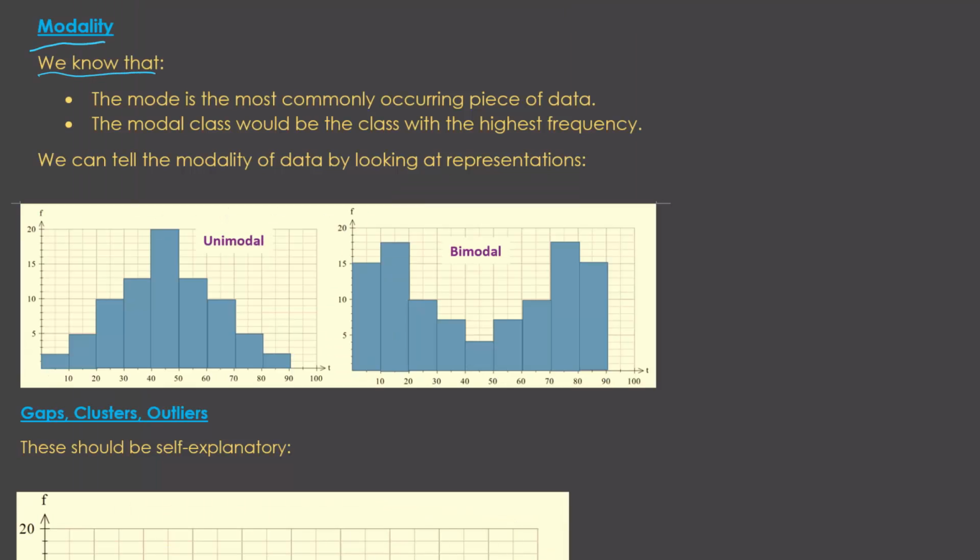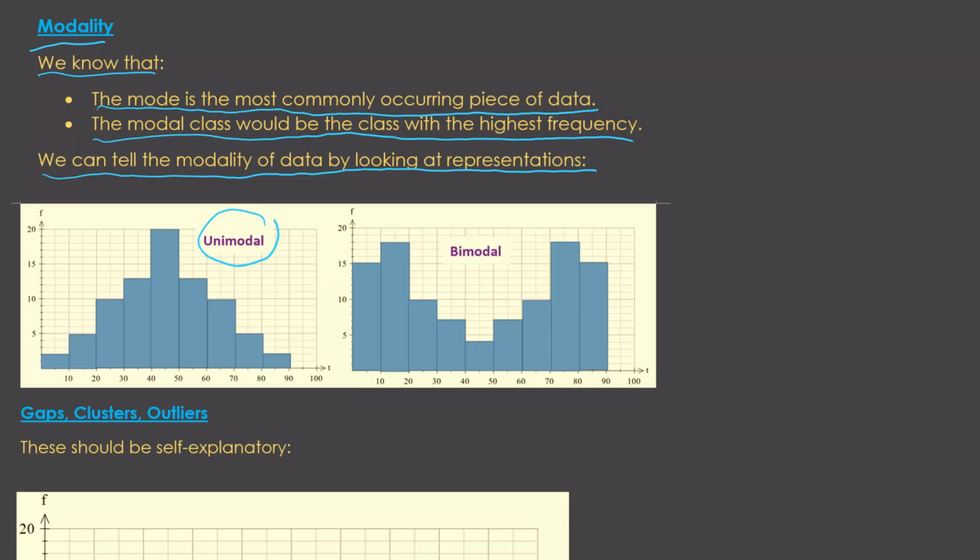Modality. We know that the mode is the most commonly occurring piece of data. The modal class would be the class with the highest frequency. We can tell the modality of data by looking at the representations. This one is called unimodal because it just has the one mode. This one's bimodal because it has two modes.